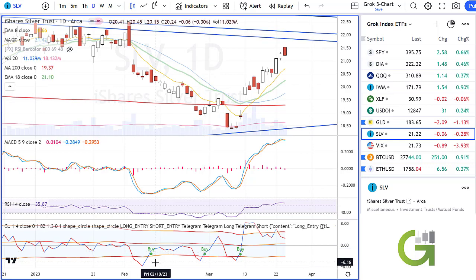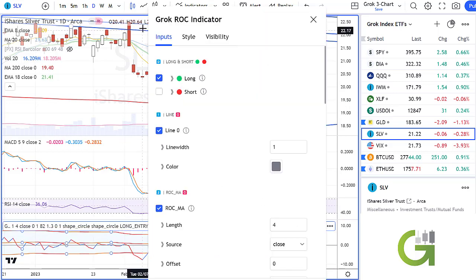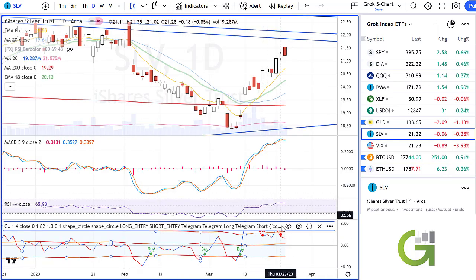You can see we had buy areas here, buy and then a buy, but we're in the sell area here. If I were to go in here and turn on the sell, you can see that we had a sell area and then a sell area. So we have that sell area going on right now in this area.